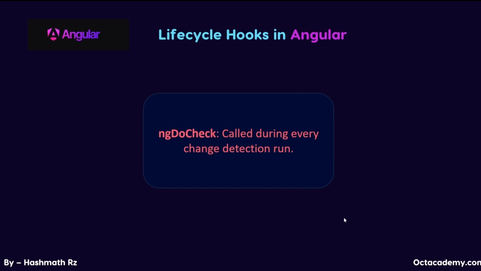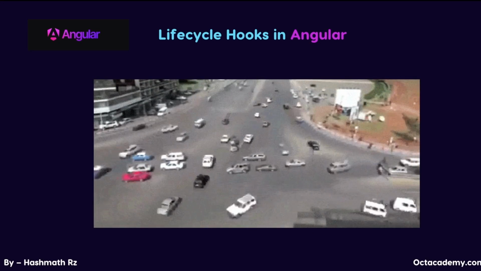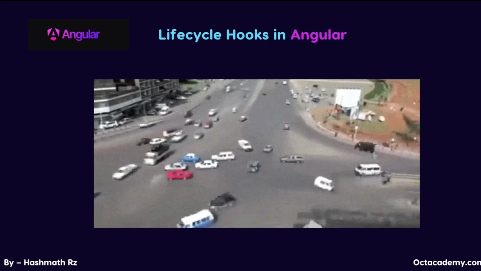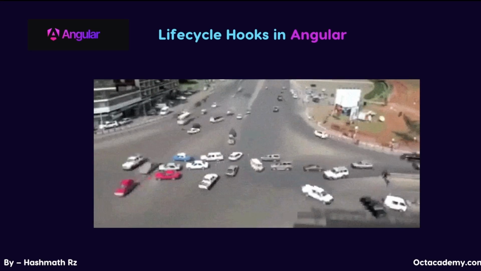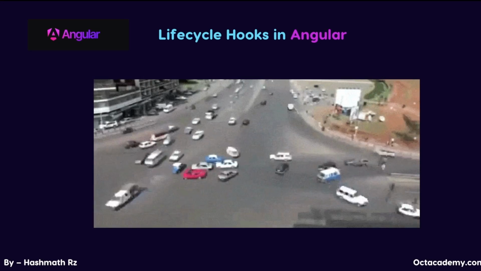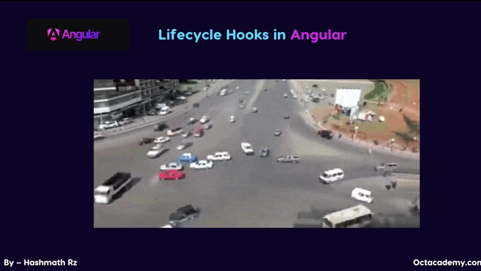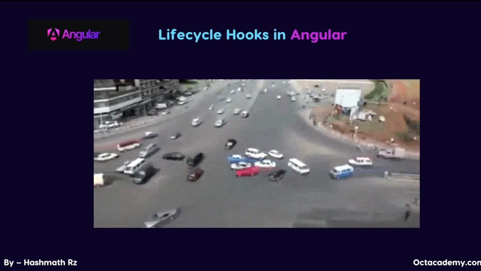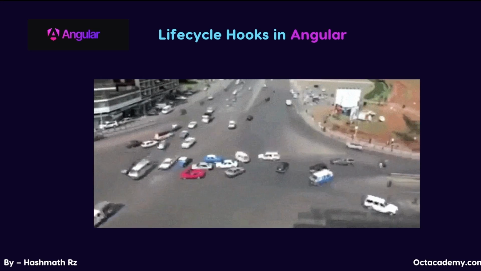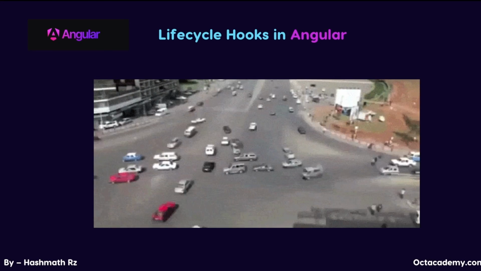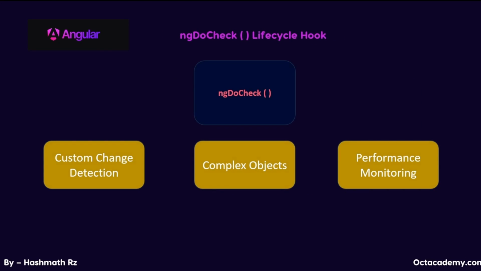Think of it like this. Imagine you are watching a busy street from your window. Every time a car passes by, even if it is the same car, you look out to see what's happening. That's what ngDoCheck does for your component. It checks for changes every time Angular's change detection runs, even if nothing has actually changed. Now you might be wondering, why do we need to use this ngDoCheck lifecycle hook?